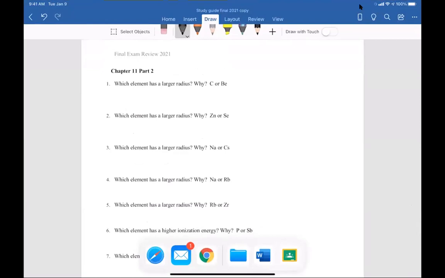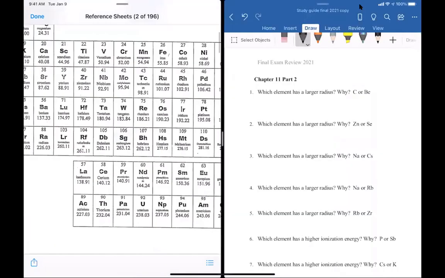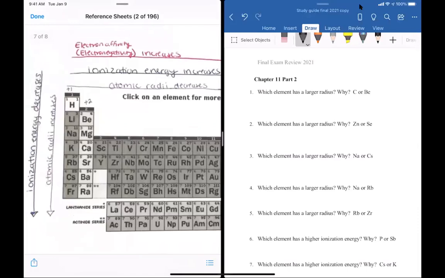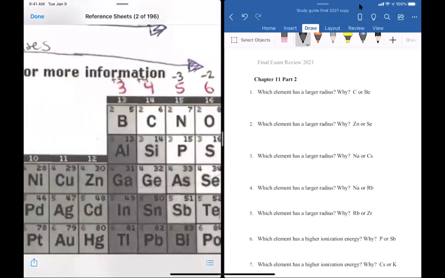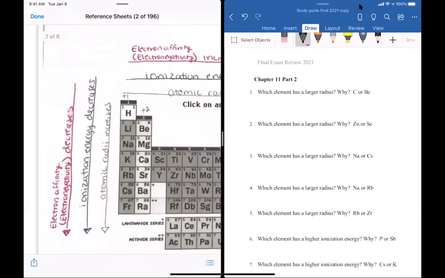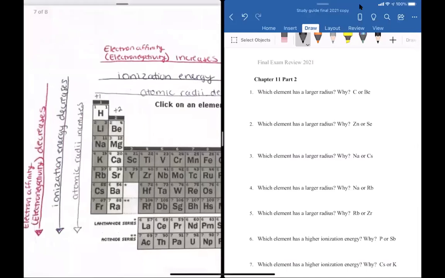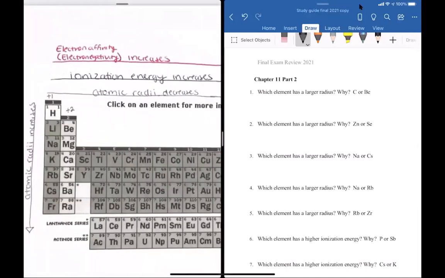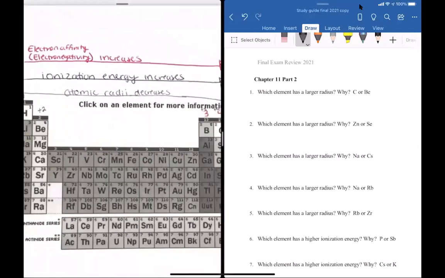So what reference sheet are you using for that? You're going to use this sheet that I have. It's the second to last sheet that tells you what periodic table trends go which way. So first of all, C you have right here, and then BE you have right there. And we're looking at atomic radius, and it says atomic radii decreases. So as I go across, the radius gets smaller. Again, as we go across, the radius gets smaller. So which one is bigger? Is C bigger or BE bigger?